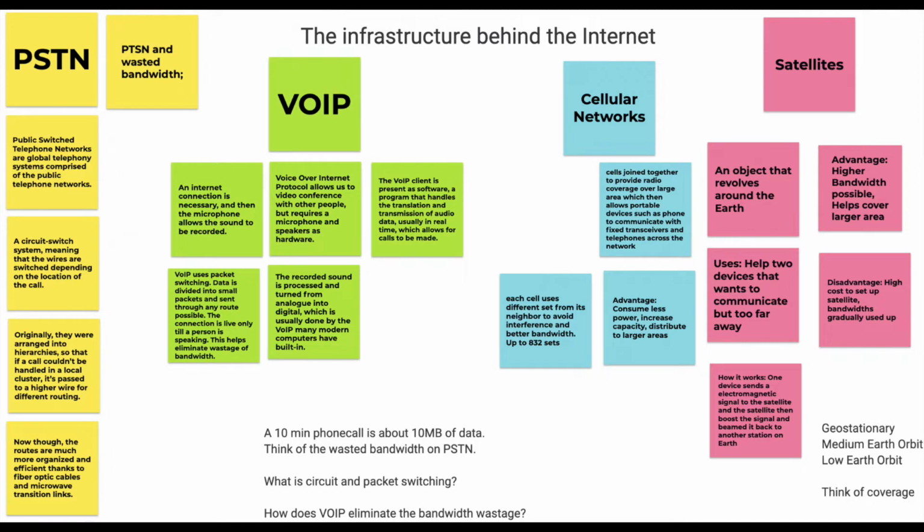Originally they were arranged into hierarchies so that if a call couldn't be handled in a local cluster, basically a local set, then it was passed to a higher wire for different routing. So you have different paths and high priority, low priority, but that's all changed now. Everything is equal in that case. The routes are much more organized and efficient, and that's all thanks to the use of fiber optic cables and microwave transmission links, which allow you to communicate with anyone, anywhere using a public telephone network.